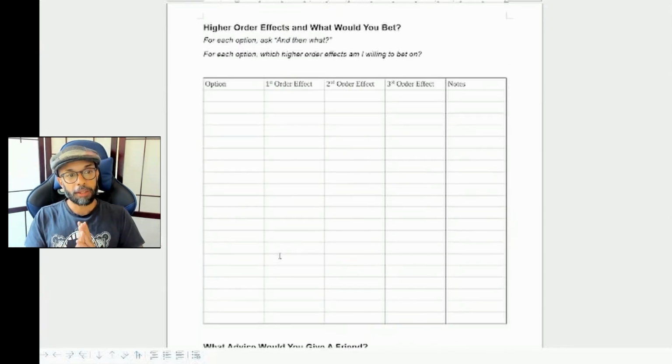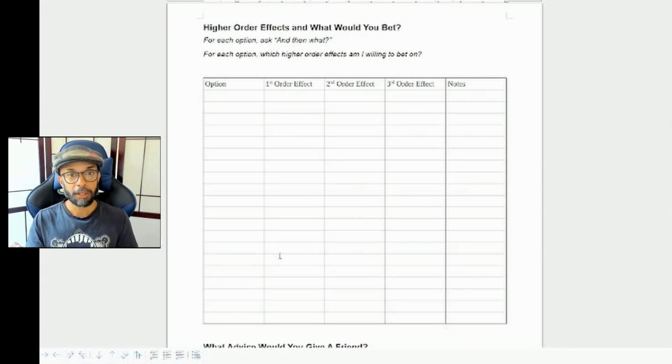Now, this table actually combines two of the tools. One is considering higher order effects, which is thinking about the consequences of the action. We'll go into that more as I fill out this table. And then the second tool is what would you bet?